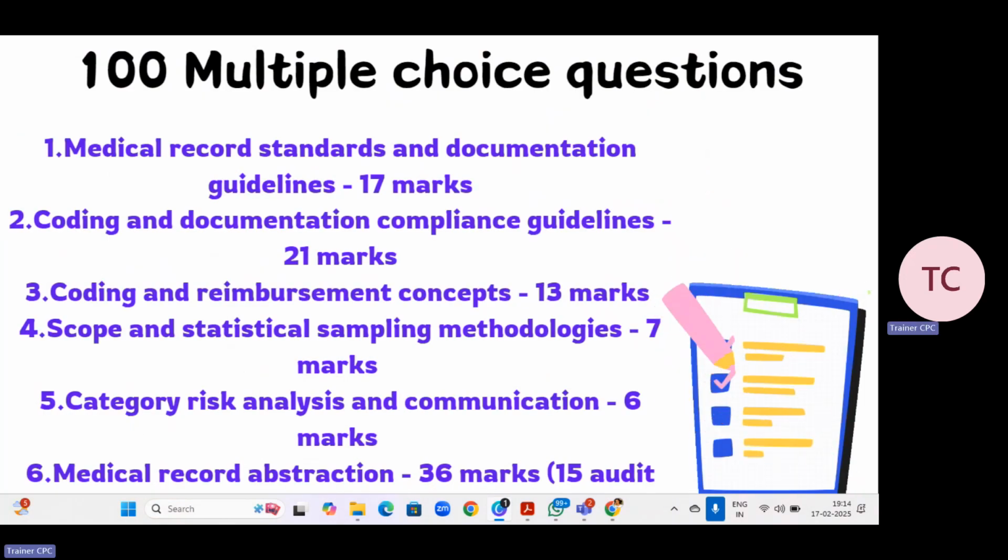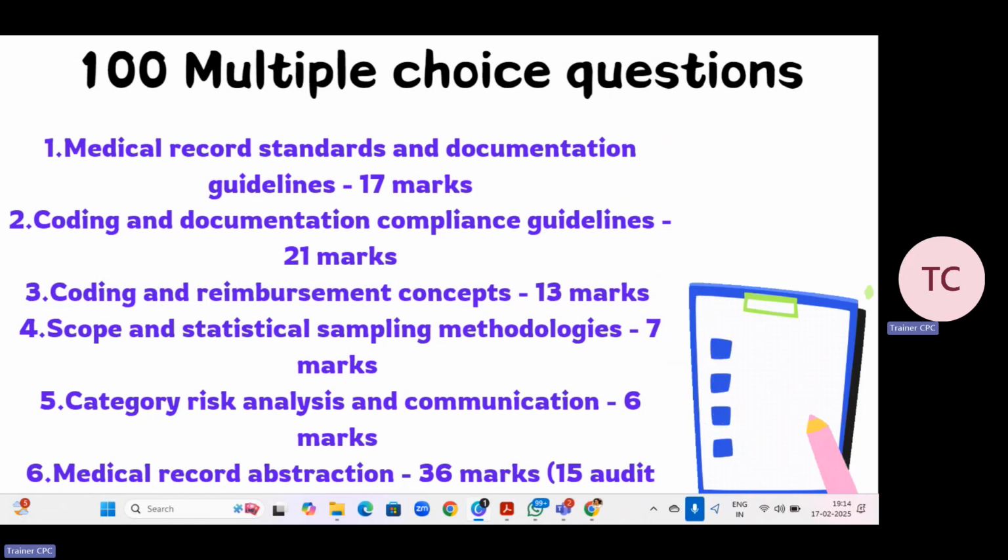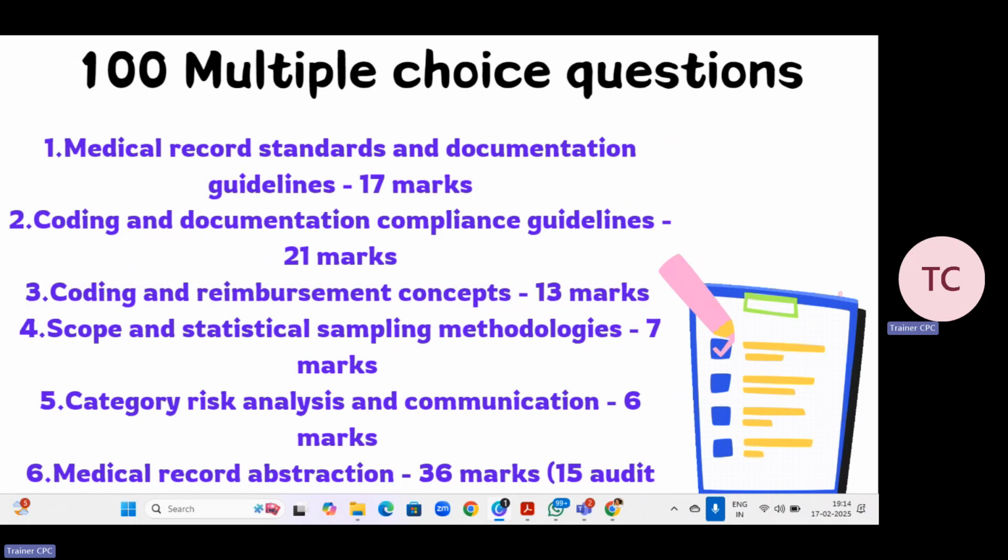Okay. So next, coming to the exam breakdown, like from which topic you'll be getting the number of questions, we will discuss. So first one is medical record standards and documentation guidelines. From this, you will be getting 17 multiple choice questions. Multiple choice questions means under each question, you will be having 4 options and in that you have to choose the correct one.